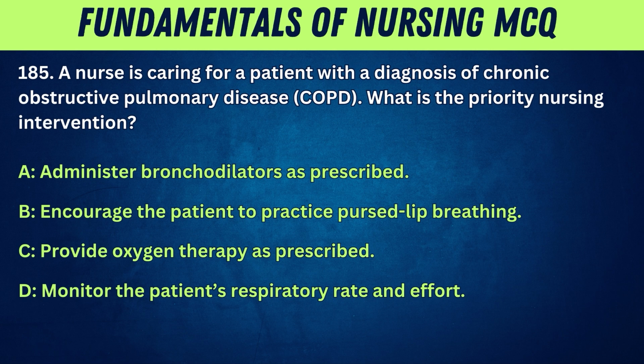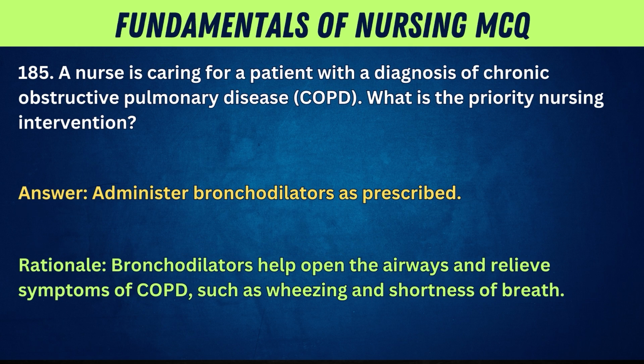185. A nurse is caring for a patient with a diagnosis of chronic obstructive pulmonary disease, COPD. What is the priority nursing intervention? A. Administer bronchodilators as prescribed. B. Encourage the patient to practice pursed lip breathing. C. Provide oxygen therapy as prescribed. D. Monitor the patient's respiratory rate and effort. Answer. Administer bronchodilators as prescribed. Rationale. Bronchodilators help open the airways and relieve symptoms of COPD, such as wheezing and shortness of breath.